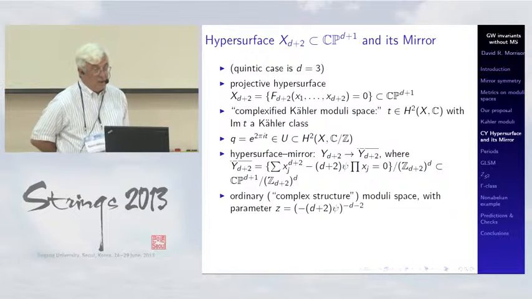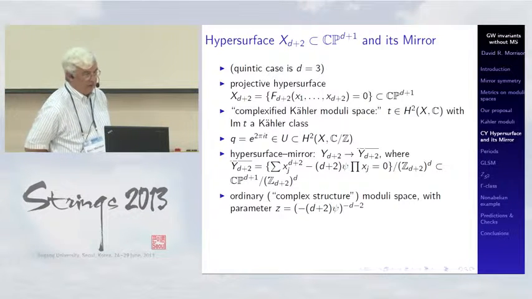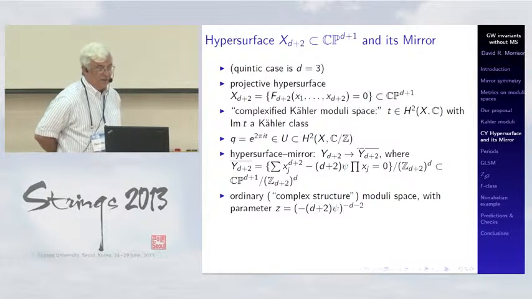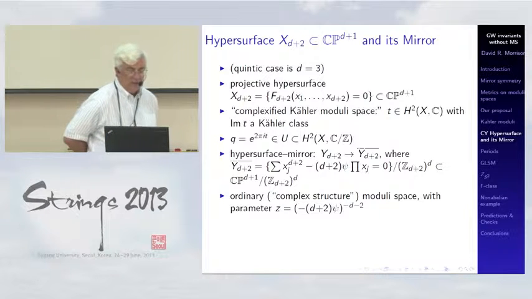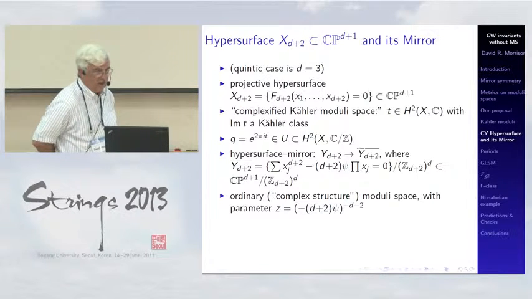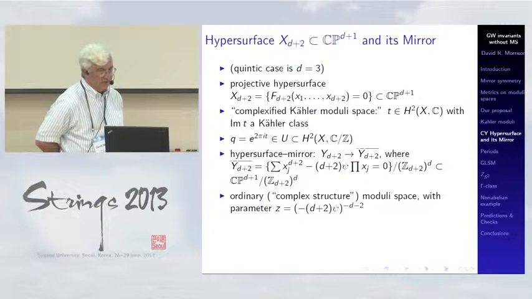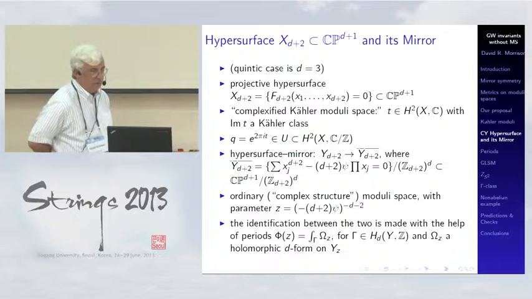And the ordinary or complex structure moduli space, for that case, the parameter conventionally is, I followed the conventional literature in originally naming the parameter, but that parameter z is a better one for comparing with the mirror.